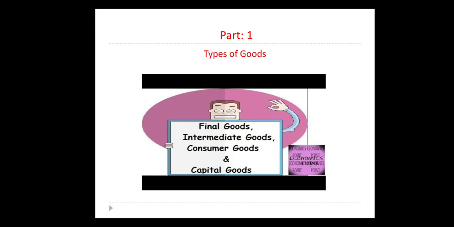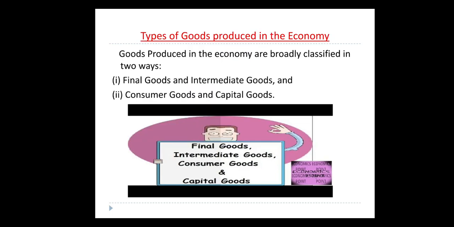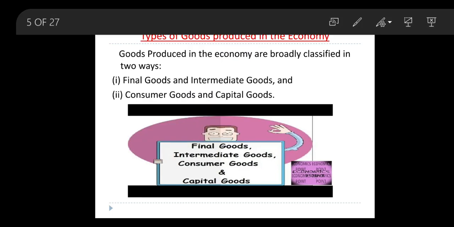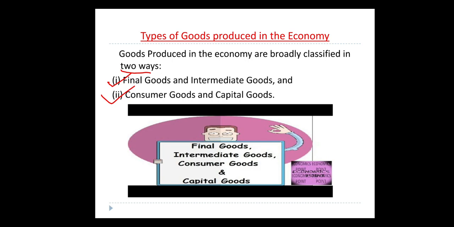And today we will be discussing types of goods. Okay, now let's see what are the types of goods. Goods produced in an economy are broadly classified in two ways. Number one, final goods and intermediate goods. And number two, we have consumer goods and capital goods.